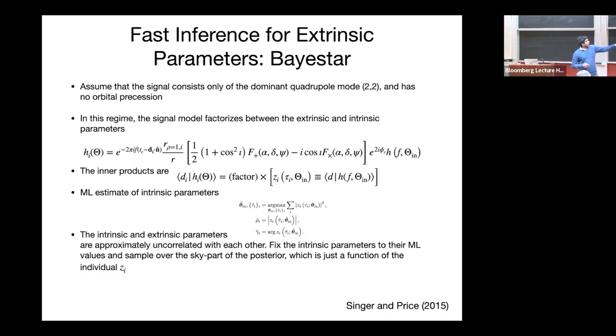So you can maximize over the intrinsic parameters, which is often done by search pipelines. Once you have done that, you can explore the posterior in the extrinsic parameters only. And this can be done very quickly, because for different choices of extrinsic parameters you don't need to call a waveform again. You just change times and phases. So that is free, and this can take on the order of seconds, and observers get the alerts quickly.